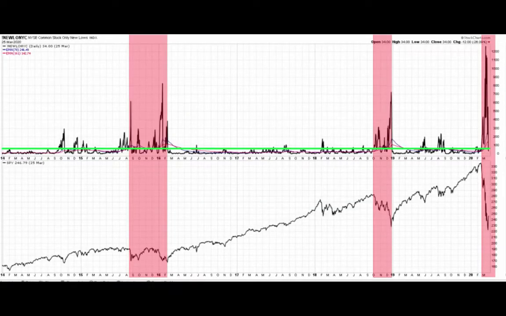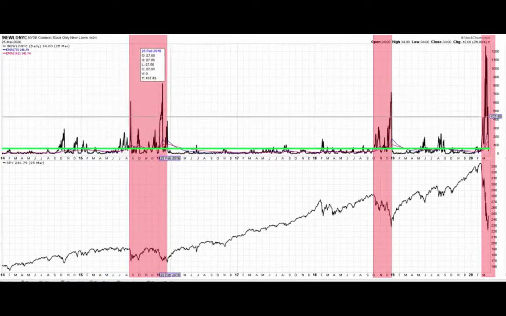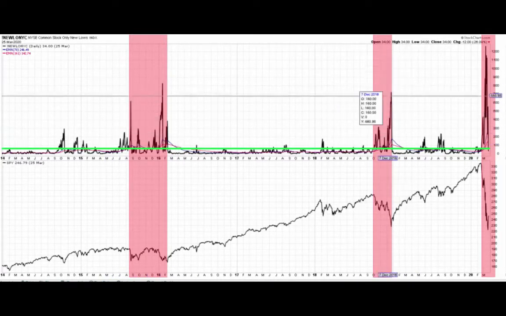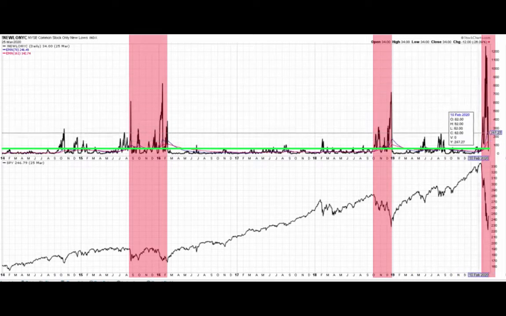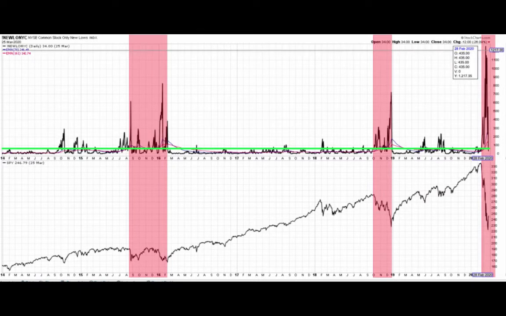Now this is the new lows. It's just the flip of what we're looking at. We want this to drop. As you can see, all these spikes right here. This is 2015. This is Q4 18. And this is where we are right now. You can see when the market is falling, crashing, new lows spike. Now we'll have more spiking as the market falls.